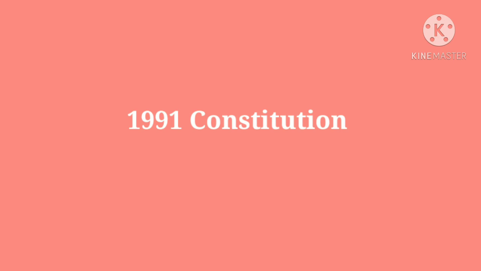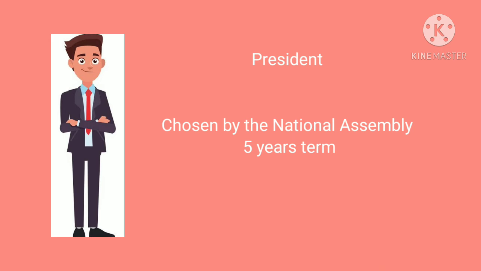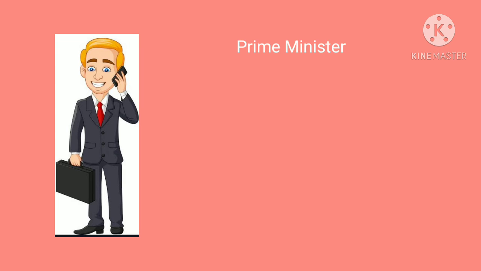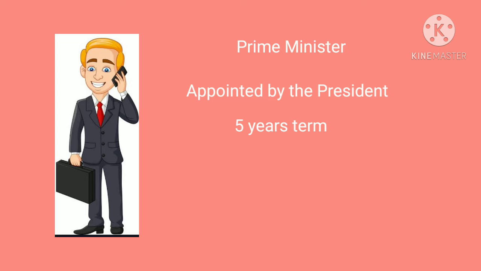Laos is a communist state governed by the Lao People's Revolutionary Party. Under the 1991 Constitution, executive power is vested in a president who is chosen by the National Assembly for a 5-year term. The president appoints a prime minister whose cabinet must be approved by the National Assembly. The prime minister and his government also serve a 5-year term.